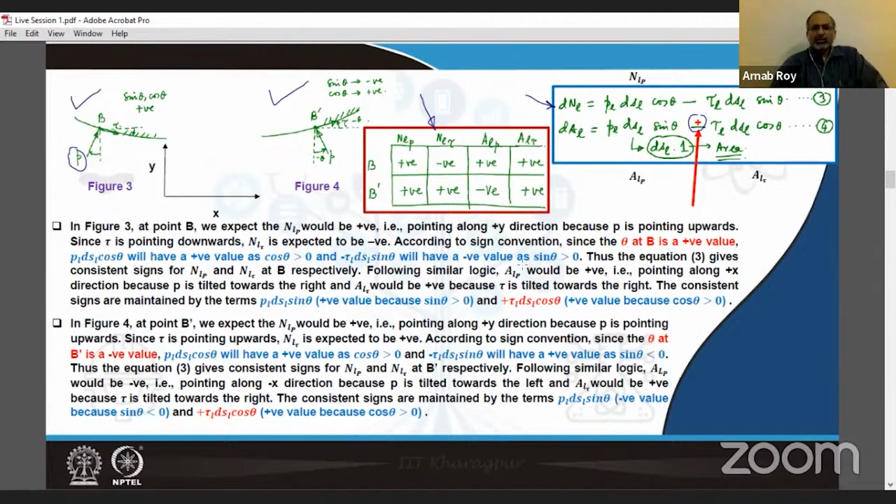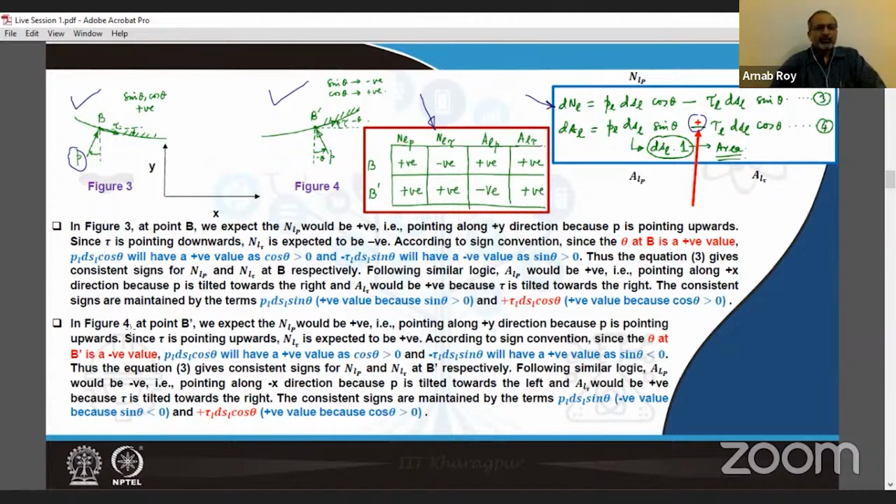Again, we'll move on to find out the axial components. ALP would be positive, pointing along positive x direction because P is tilted towards the right, and AL tau would be positive because tau is tilted towards the right again. And the consistent signs are maintained by these terms: PL DSL sin theta is a positive value because sin theta is greater than 0. And tau L DSL cos theta will actually be a positive term because cos theta is also greater than 0. So this is the correction.